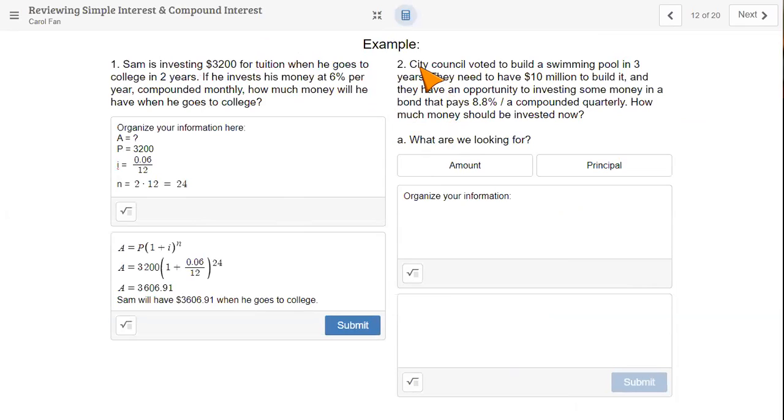Okay, the next question, we have City Council voted to build a swimming pool in 3 years. They need to have $10 million to build it, and they have the opportunity to invest some money in a bond that pays 8.8% per annum, compounded quarterly. How much money should be invested now? So what are we looking for? Are we looking for the final amount or are we looking for the original amount?